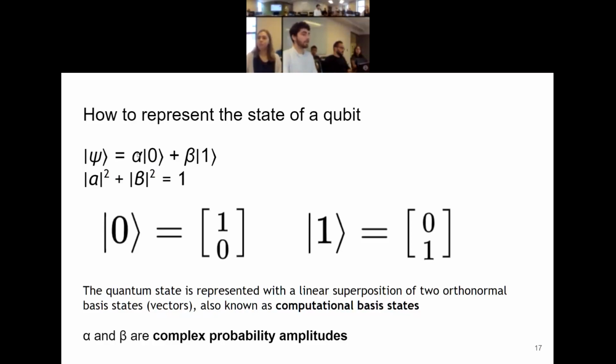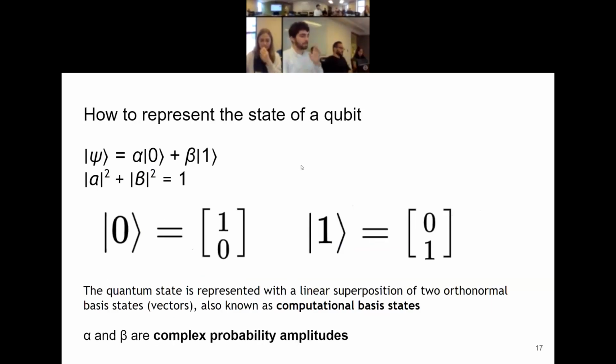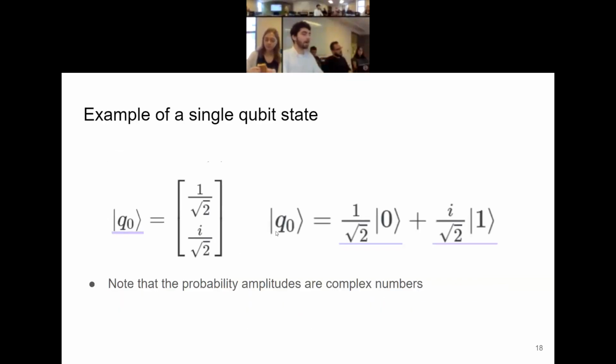This could also be 1 over root 2 and 1 over root 2, and then that would mean that there's a 50-50 chance of finding the qubit in either state upon measurement. So you don't have to, if you don't want to, follow the linear algebra too much, it's not super critical right now. But if you want to learn more about quantum computing, eventually you have to.